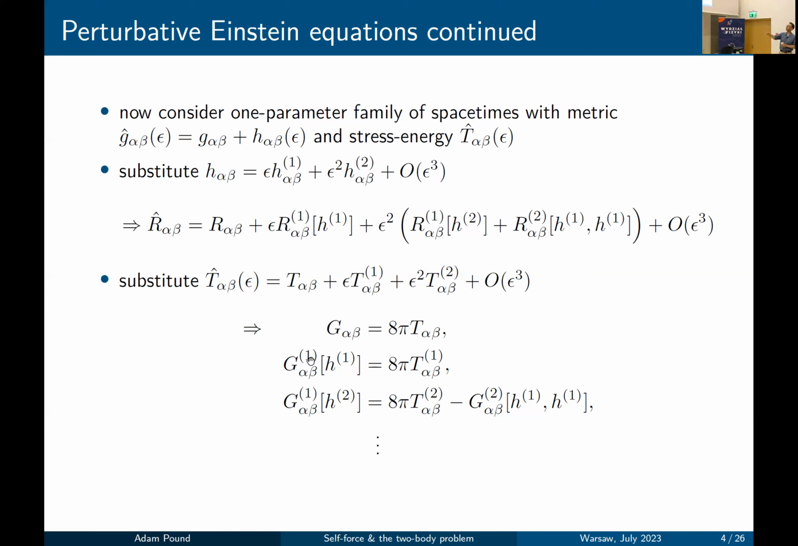Then we have a sequence of linear equations. So we have a linear equation for H1, where we have some source. We have a linear equation for H2, but now in addition to a material source, it's now being sourced by things that are quadratic in H1. So this is the structure of the Einstein equations we're trying to solve, a sequence of linear equations like this.